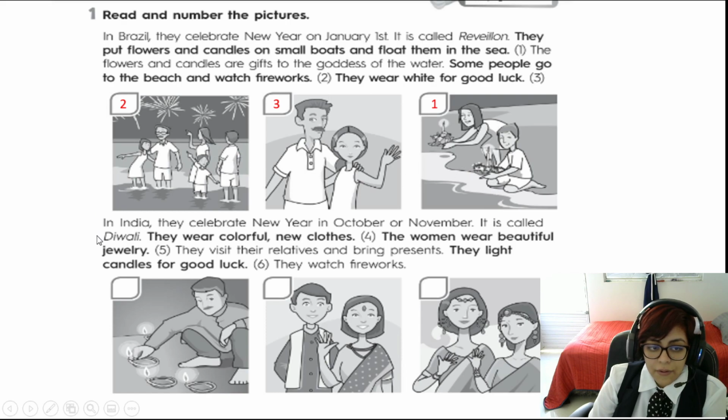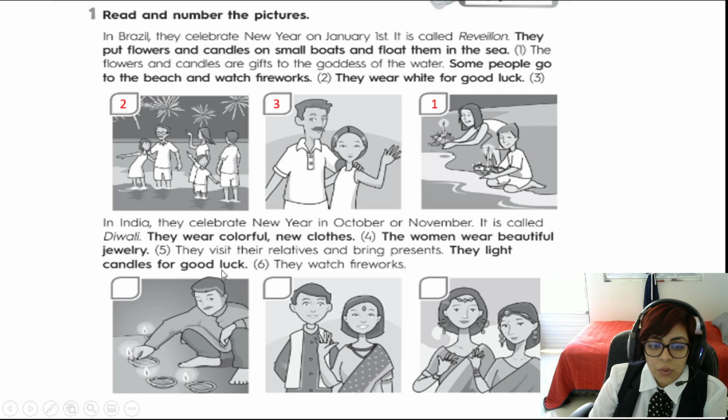Okay, now let's go with India. In India, they celebrate New Year in October or November. It is called Diwali. They wear colorful new clothes. The women wear beautiful jewelry. They visit their relatives and bring presents. They light candles for good luck and they watch fireworks.